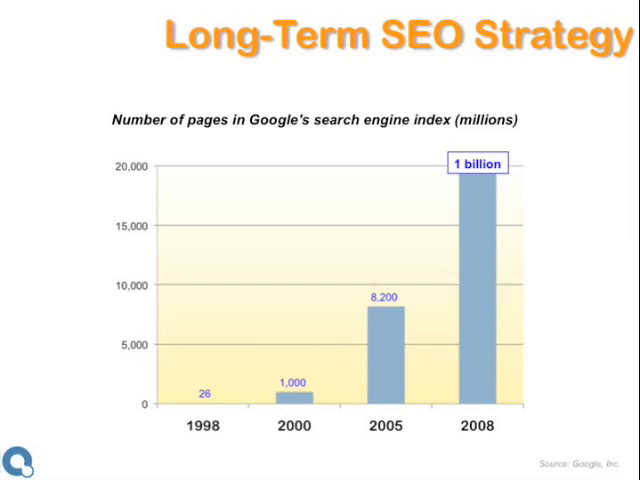Now, if we're going to turn this into a long-term strategy, one thing to be very mindful of is that SEO is definitely not going away. Just 10 years ago, 11 years ago, 1998, there were 26 million pages in Google's search engine index, and 10 years later, that number had reached 1 billion. Google's ability to crawl the entire web in its ubiquity has only gotten better over time.